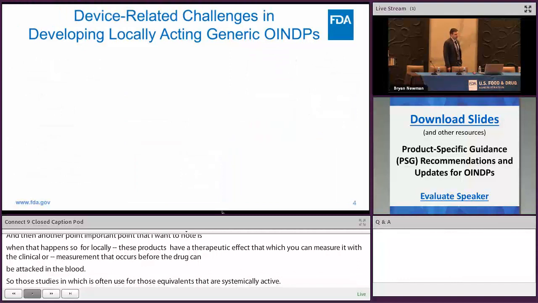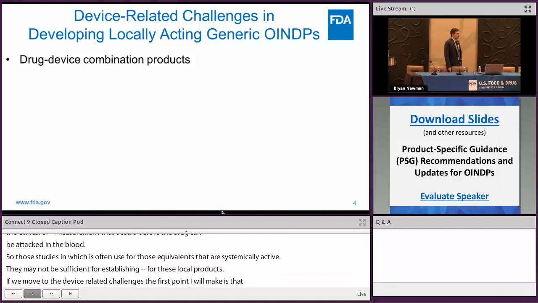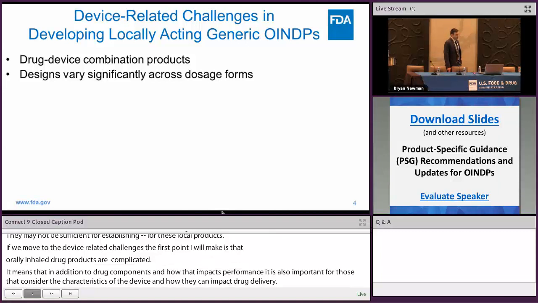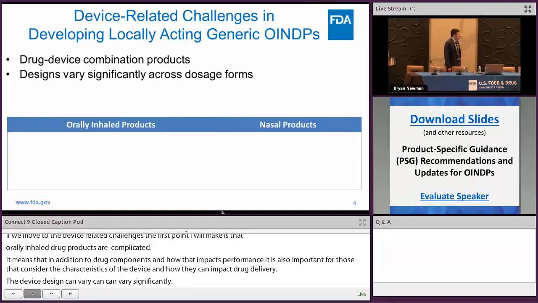Now, if we move to the device-related challenges, the first point I'll make is that orally inhaled nasal drug products are complex drug-device combination products. And so again, what that means is that in addition to the drug components and how that impacts performance, it's also important for generic applicants to consider the characteristics of the device and how those can impact drug delivery. Now, the device design can vary considerably across both the inhaled and nasal drug products. And to illustrate the scope of complexity with the types of device designs, I want to just give you a brief selection of some arbitrarily selected devices for orally inhaled nasal products.